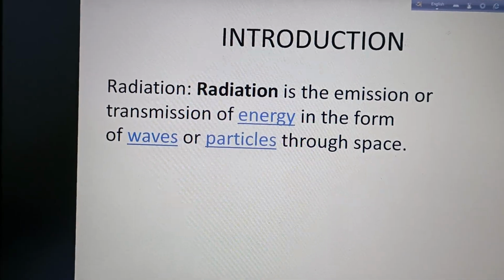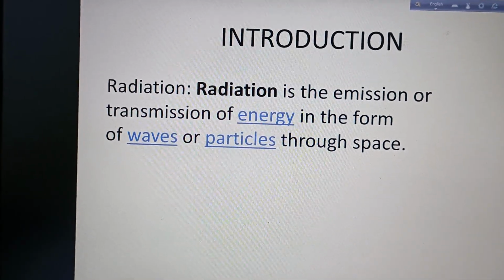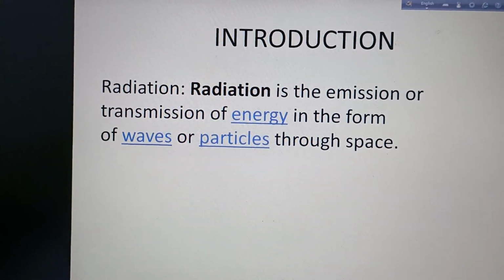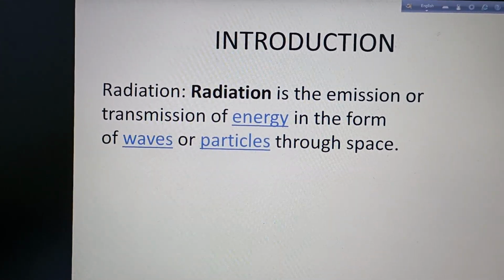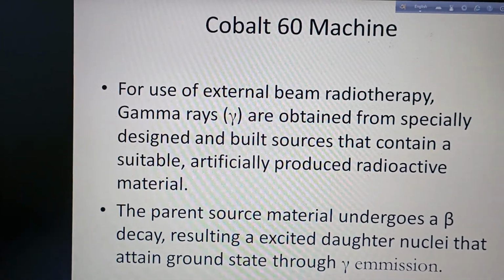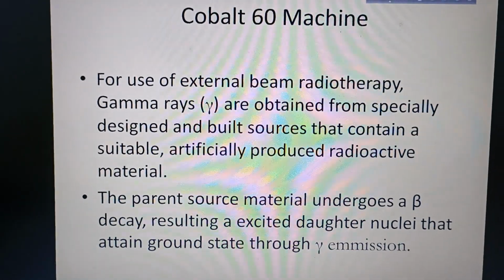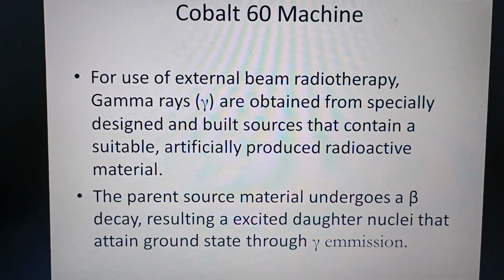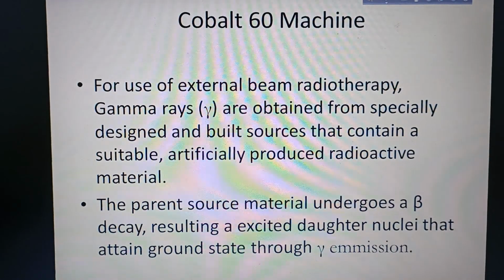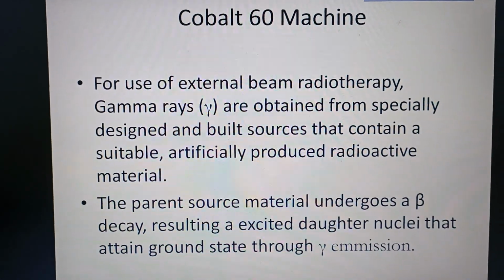What is radiation? Radiation basically is the emission or transmission of energy in the form of wave or particles through space. Today my topic is radiation protection in cobalt machine. So we have to know about the cobalt 60 machine.